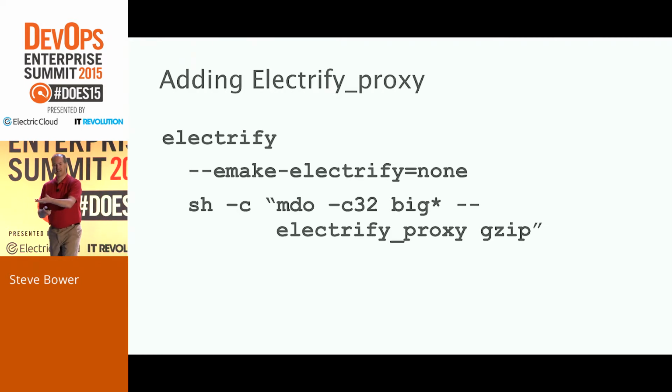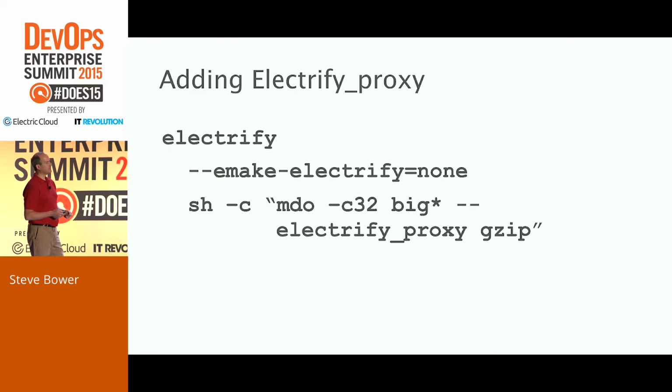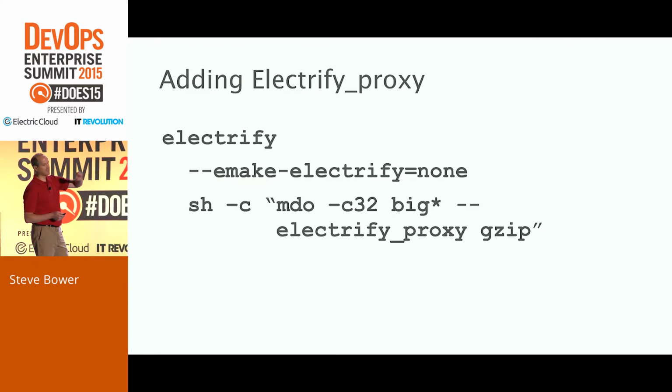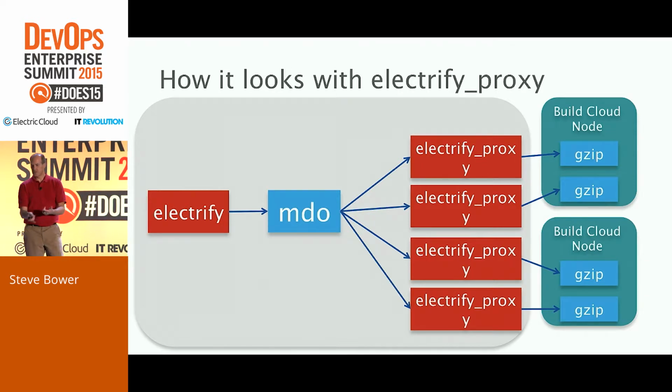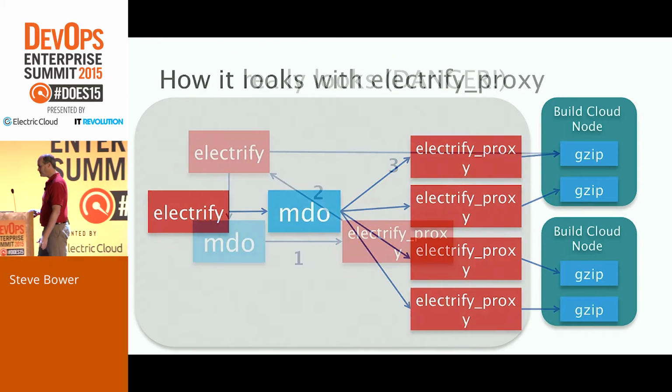So this is just an adaptation of the same thing we just did a minute ago. And we tell it Emake Electrify is none to say only do the explicit things. And then under the mdo command, we say Electrify proxy this gzip. So that looks pretty similar. Oh, we missed a couple Y's there, that's okay. So mdo invokes these Electrify proxy commands, and having invoked that, Electrify proxy causes those commands to be sent out to the cluster. Cool, this is great.